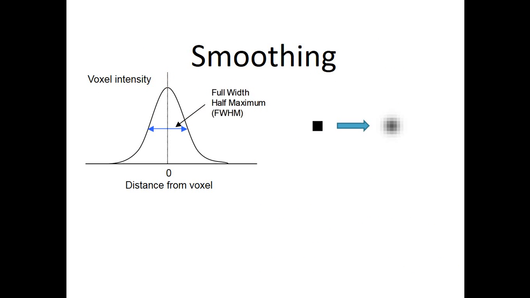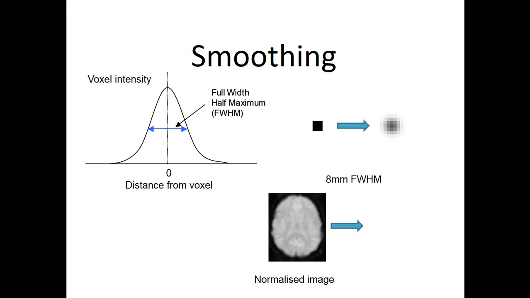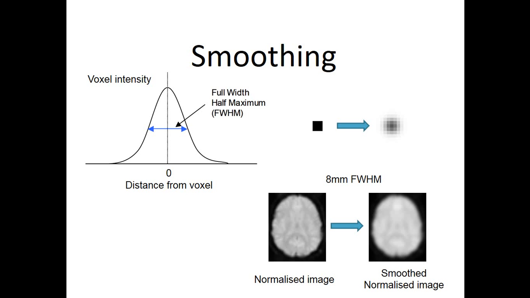So smoothing is basically blurring the images. You take some images like this, and you apply some 8mm smoothing, and you get something like this. Now, the typical way it's referred to is FWHM, which stands for the full width at half the maximum height. So if you take a smoothing kernel, which is this shape here, and you go to half the height and measure the full width, that gives you an estimate of the amount of smoothing that's going to be applied.